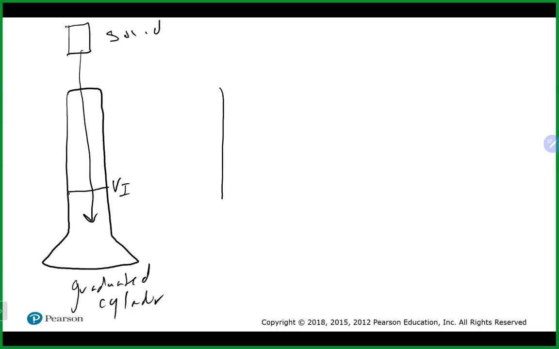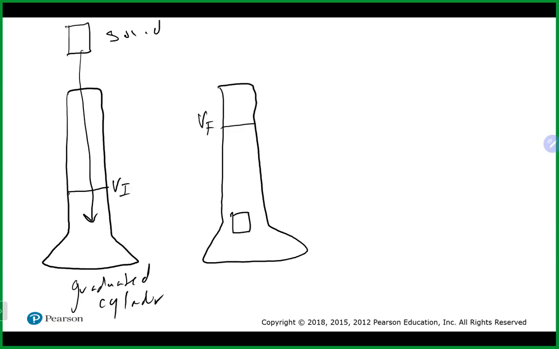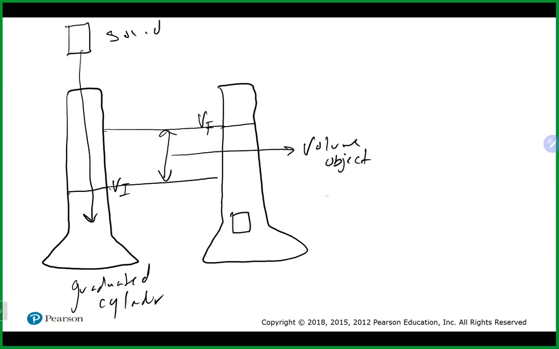When I drop that solid object into this liquid, will the liquid go down, up, or stay the same? It will go up, right? And we will get a final reading. The solid object will displace a volume equal to its own volume. So if we take the difference between the initial volume and the final volume, that will represent the volume of the object: final volume minus initial volume.